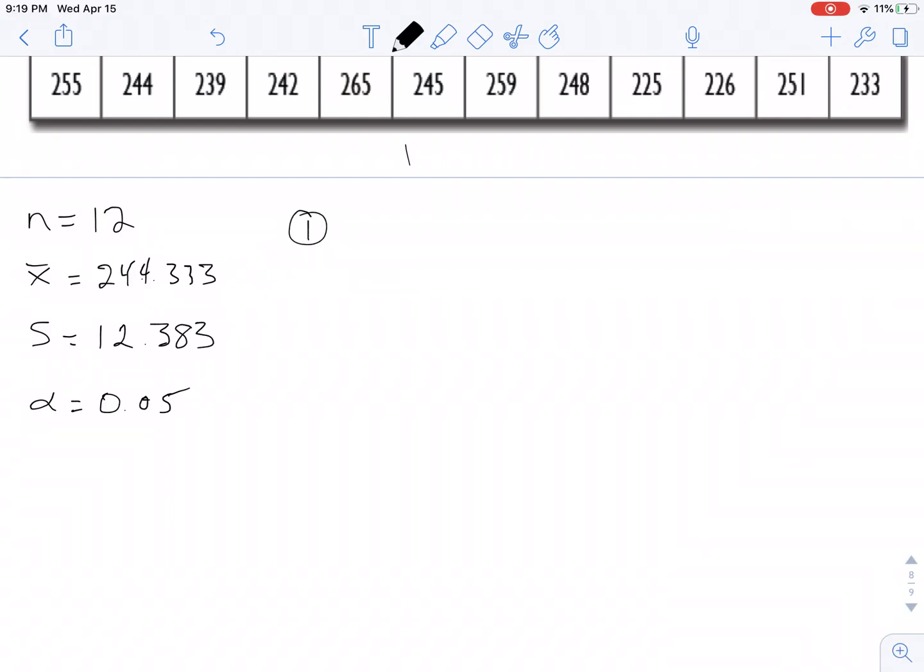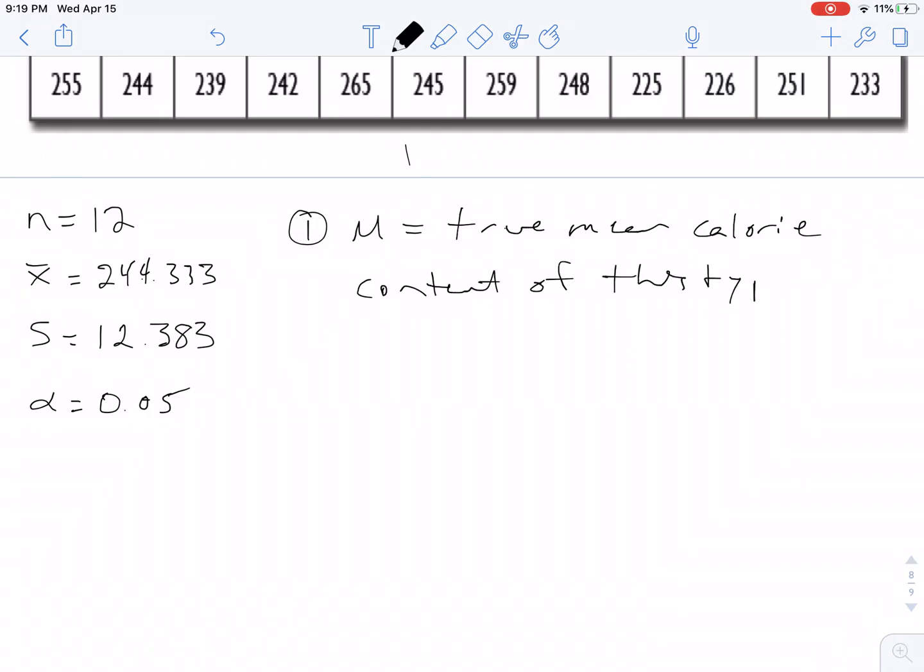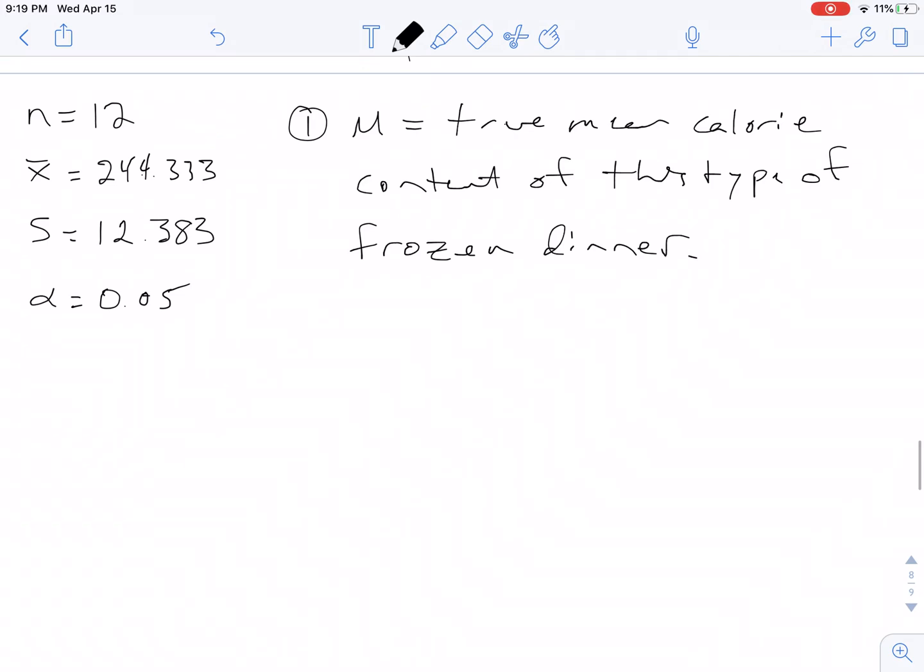So step 1, I'm going to start by defining my parameter of interest. So that's mu. So I just want to write down what mu means in this problem. So it's the true mean calorie content of this type of frozen dinner. Okay. So I defined what mu is. Now what I want to do is I want to write some hypotheses for mu. So I'm going to start with a null and an alternate.